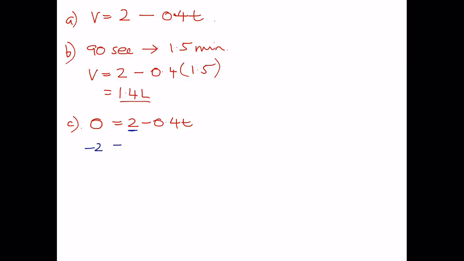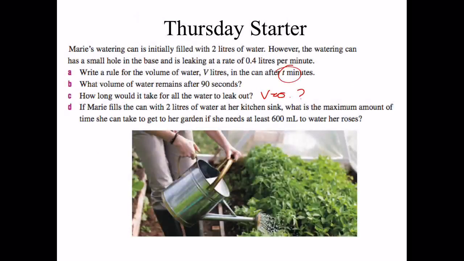You subtract 2 from 0, you get negative 2, and subtract 2 from 2, you get 0, and that will leave us with negative 0.4t. Then our next step is to get rid of this negative 0.4 by dividing both sides by negative 0.4, which will just leave us with t on the right hand side. Negative 2 divided by negative 0.4 leaves us with a value of 5, so 5 minutes.